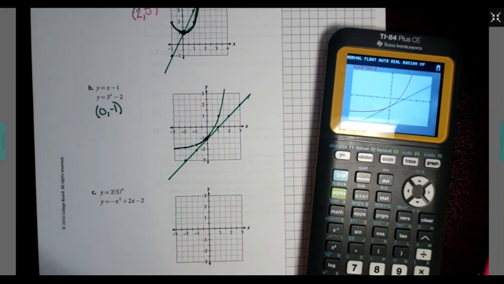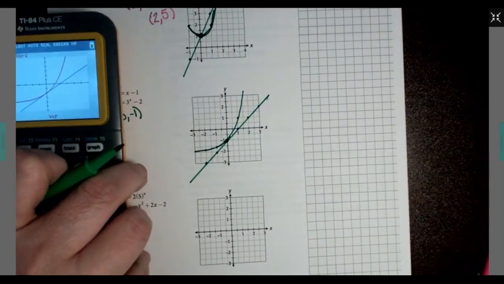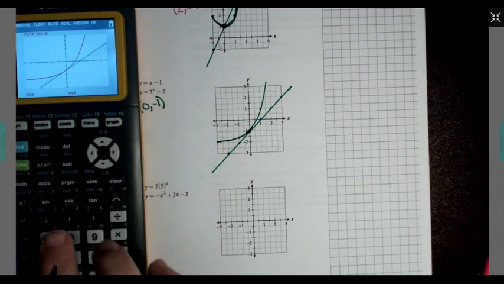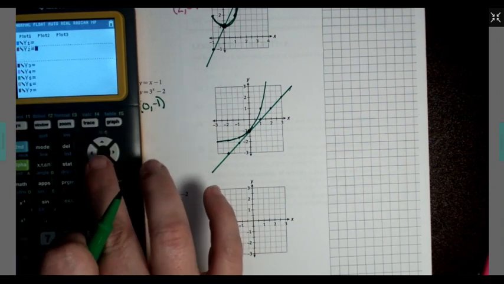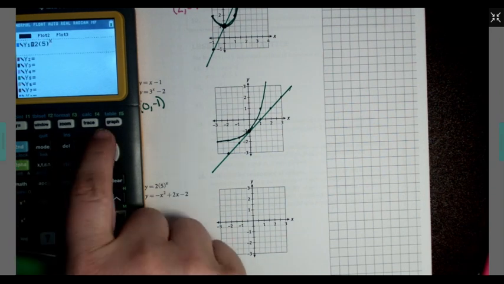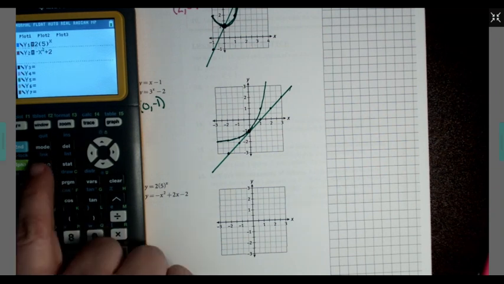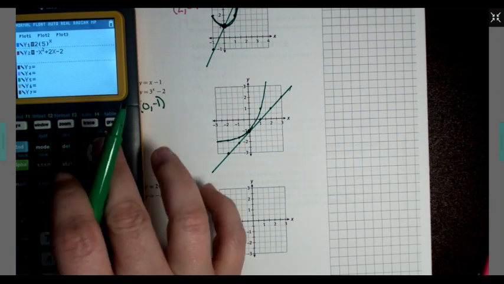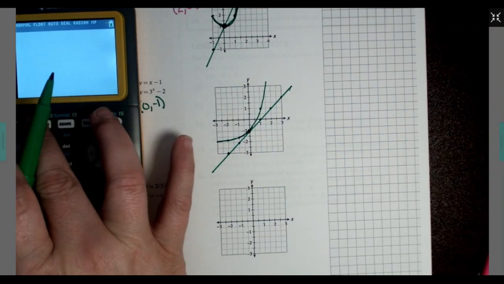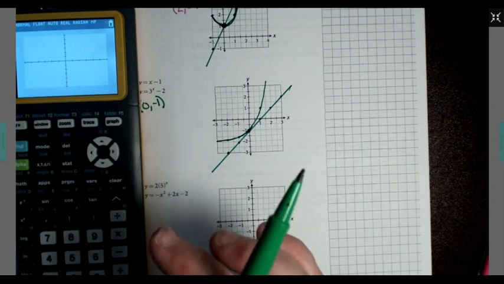All right. Now in this next picture, neither one of these are linear. Both of these are nonlinear functions. So let's get to it. We're going to clear our stuff out. We've got 2 times 5 to the x power. Now we're going to go down and do -x squared plus 2x minus 2. And the window is the same as the last one, -3 to 3 and -3 to 3 counting by 0.5. So I'm going to go ahead and graph that.